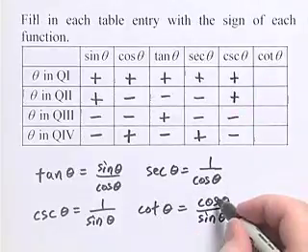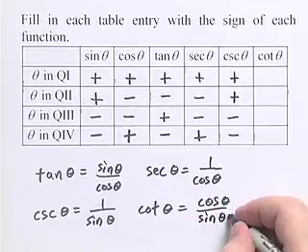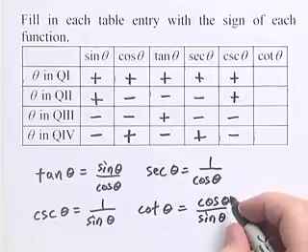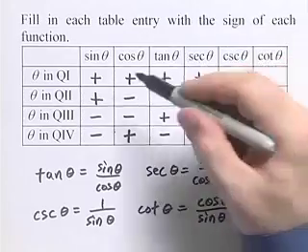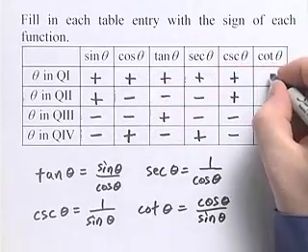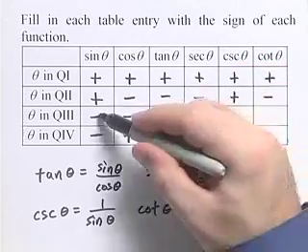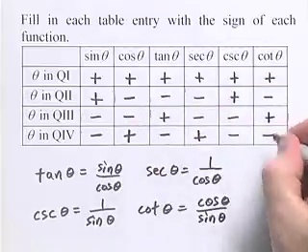For cotangent, it's the ratio of cosine over sine, so it's similar to the tangent. If cosine and sine have the same sign, positive or negative, then we will get a positive value. If they have opposite signs, we'll get a negative value. Here sine and cosine have the same sign, so we get a positive. Here they have opposite signs, so we get a negative. Here they have the same sign, so it's positive, and opposite signs, so it's negative.